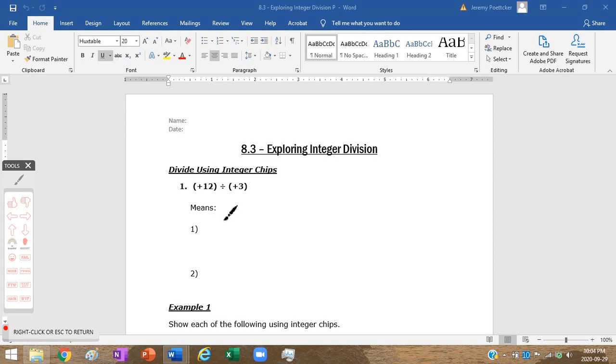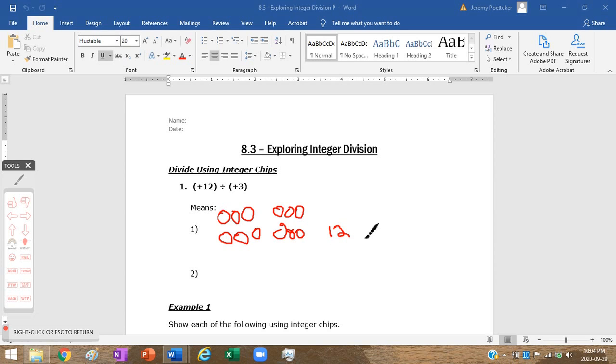So here's my 12 things, and I can divide them into groups of 3. So here's 4, 5, 6, 7, 8, 9, 10, 11, 12. So in this case, I've got 12 somethings, sort of circles a little bit. And I'm going to divide them into groups of 3. And I look, how many groups do I have? Well, I've got 4 groups.